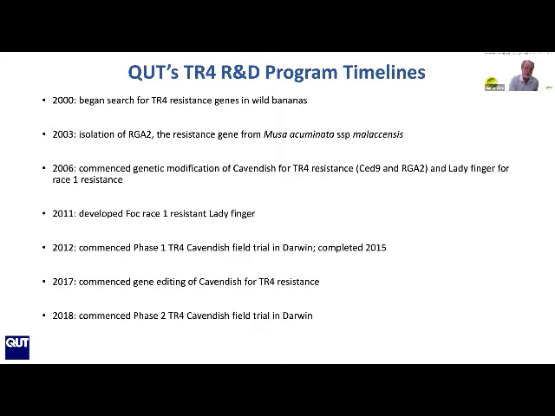In 2006, we commenced our genetic modification of Cavendish. We had a couple of different genes, and we moved that gene around for resistance to TR4 in Cavendish and race 1 resistance in ladyfinger. So by 2011, we demonstrated we had race 1 resistant ladyfinger. In 2012, we started our field trials in Darwin with Cavendish, and the first stage was completed in 2015. 2017, we commenced gene editing of Cavendish for TR4 resistance, and then we started our second phase 2 TR4 Cavendish field trial in Darwin in 2018. And I'm going to talk particularly about a number of those instances.